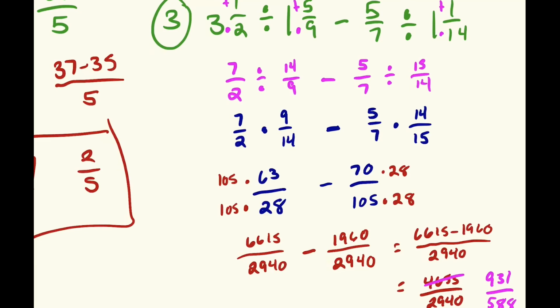So don't get freaked out when you have these large numbers. Don't think that you're doing something wrong, right? Just stick with your process. Everything has an order to how we do it. And if you need to use a calculator to multiply 105 times 63, then do that. That doesn't matter. Not everyone can do that in their head. I wouldn't expect anyone to.